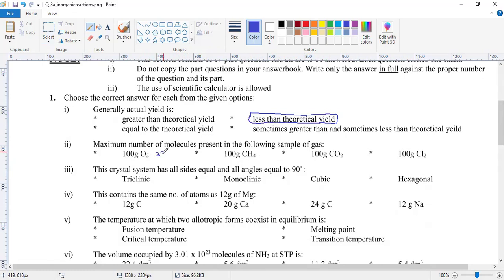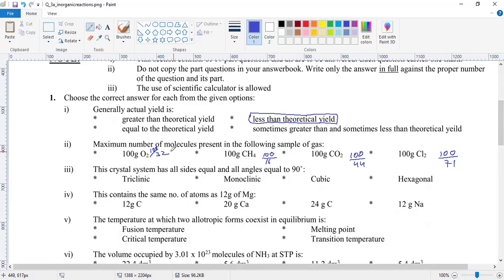MR of 32. So for the answer, you will calculate 100 upon 32, and the MR of CH4, when you calculate, would be 16. So it is 100 upon 16, and for carbon dioxide, 12 plus 32, it is 44. So it is 100 divided by 44. And actually what we are doing here is the number of moles, mass upon MR. And here it is 100 upon 71.